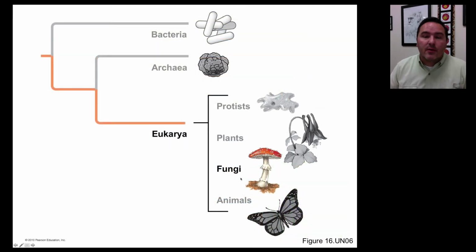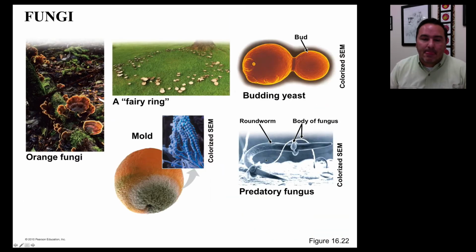The next group that we're going to look at are the fungi. And fungi are also very diverse. You have some that look like the mushrooms you're used to, but then there are others that are molds. There's even some fungi that are predatory, like this little predatory fungus right here that surrounds a roundworm, holds it until it dies, and then as it decays away, it feeds off of the decaying tissue. Yeast are also a form of fungi. So really a diverse group.